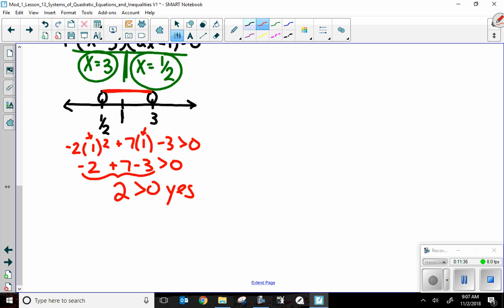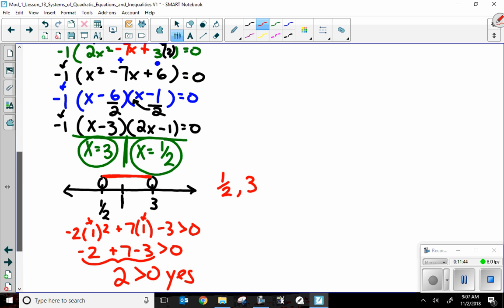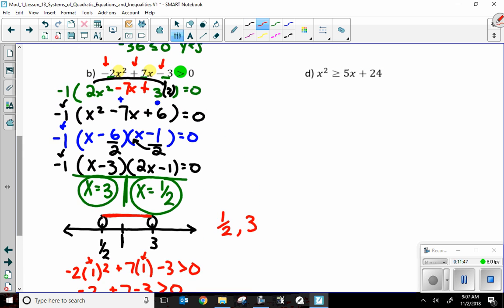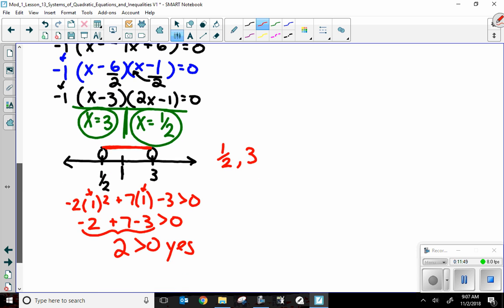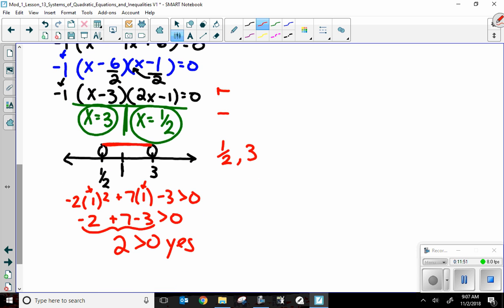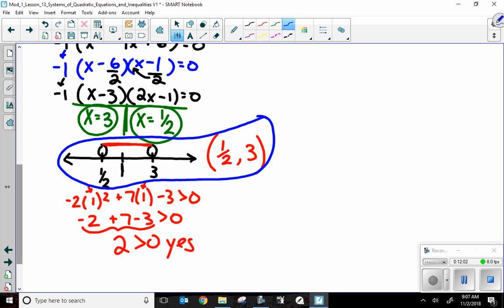And when I write this in interval notation, I go from 1/2 to 3, but I do not include them. There is no straight line underneath this, so I can't use the straight line. I had to use the curved lines. There you go. And if you're looking to figure out what is the answer to this problem, the number line and the interval notation work like a charm every time.